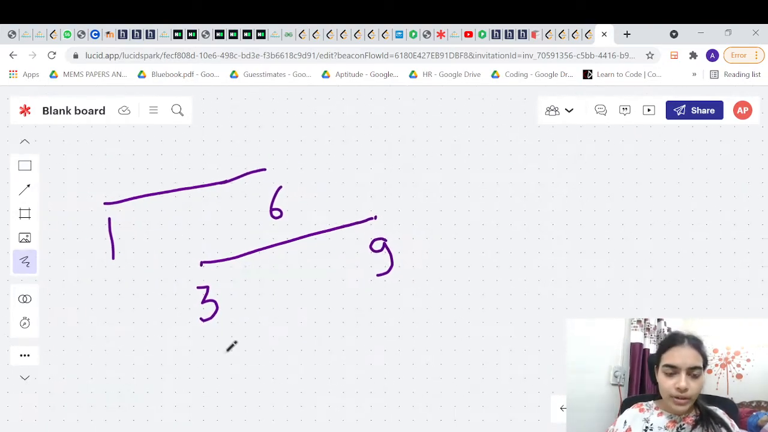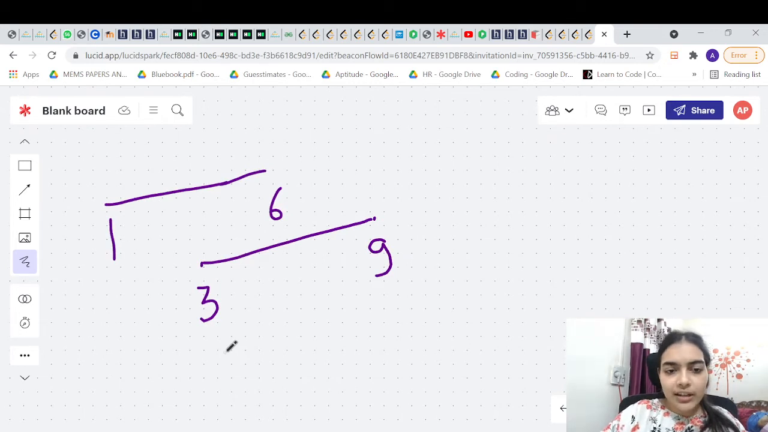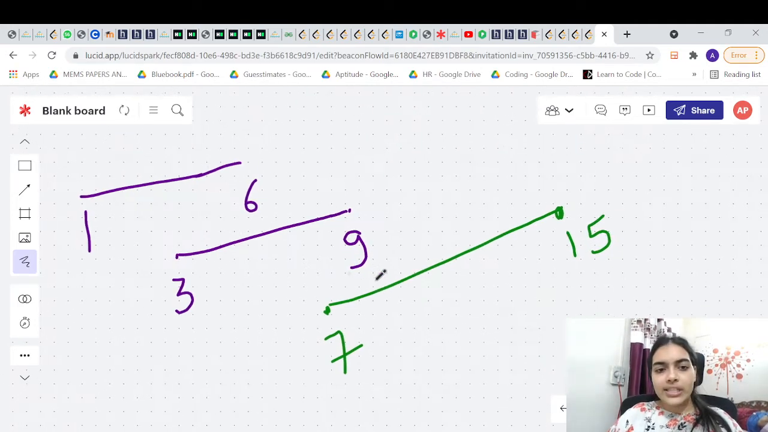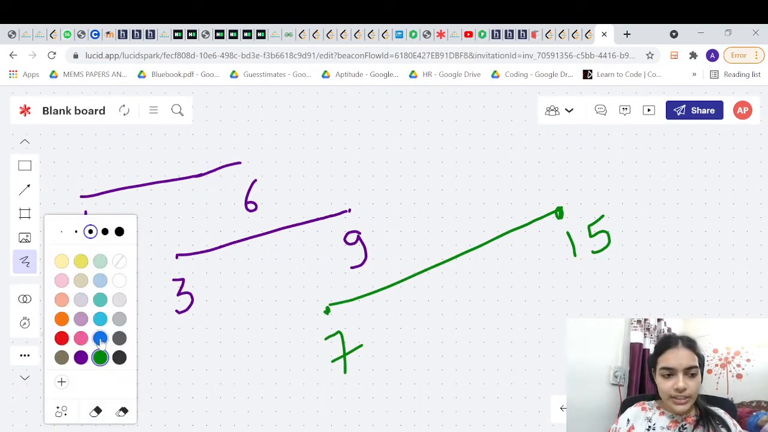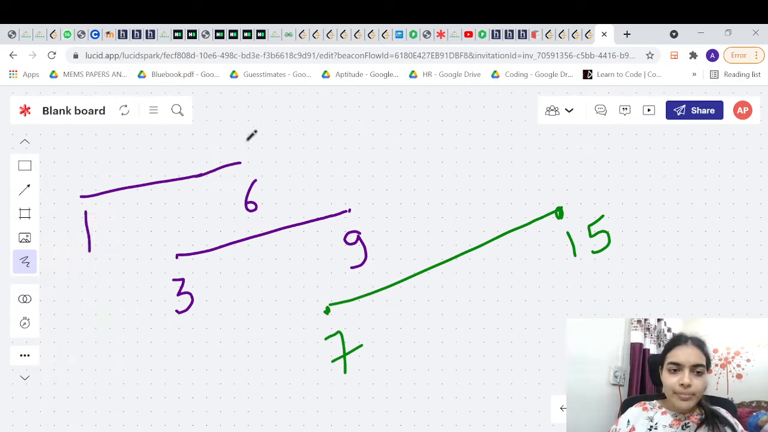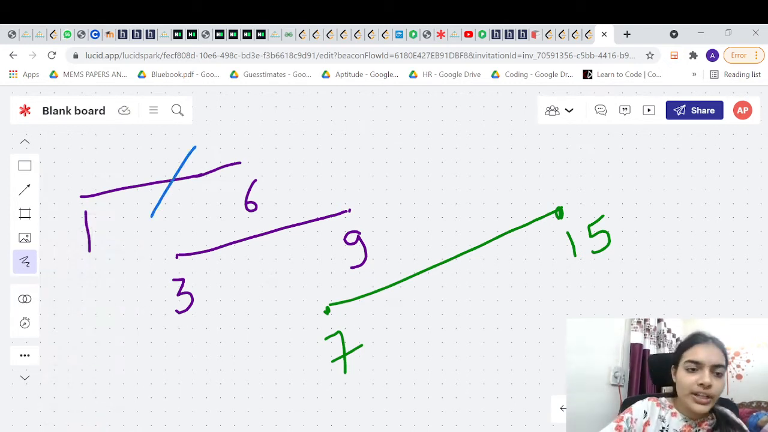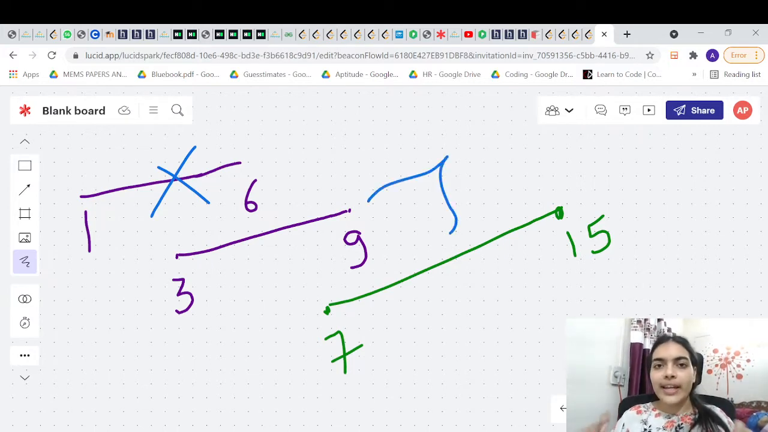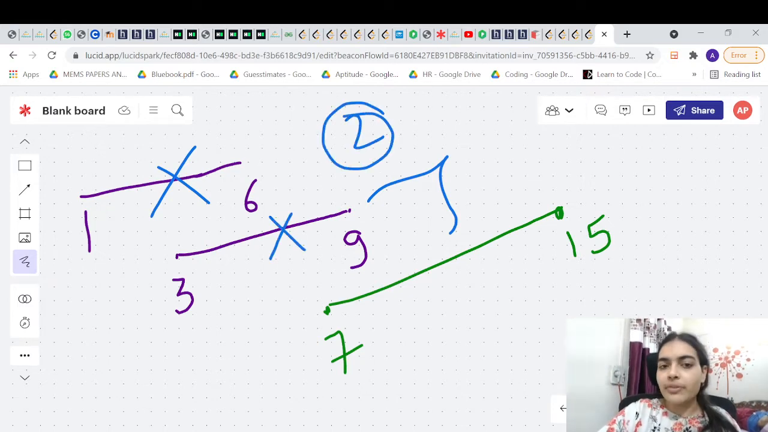Why will it matter? Consider a case where you have something like this, plus [7, 15]. Now it matters which of the intervals you delete. Suppose you delete the first interval. What will happen? The next two will still overlap, so you will have to delete either of these two. So in this case, the answer will be 2.